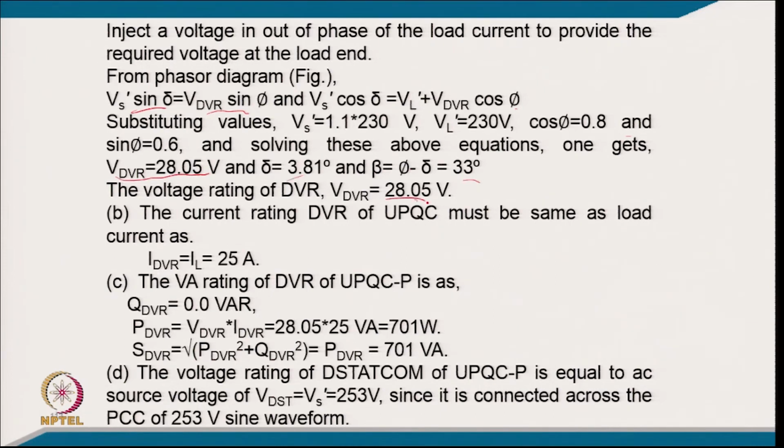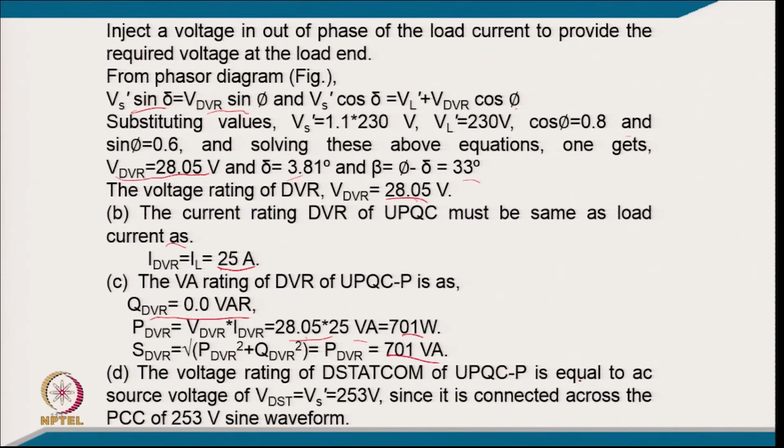So, the V rating of the DVR is 28.05 volt and the current rating of DVR is the same as the load one, that is typically 25 ampere, and the reactive power is 0 because your DVR is only injecting active power, and the power is voltage multiplied by the current. So, 28.05 into 25, that is 701 watt, and SDVR will be the same as PDVR. So, that is 701 VA.